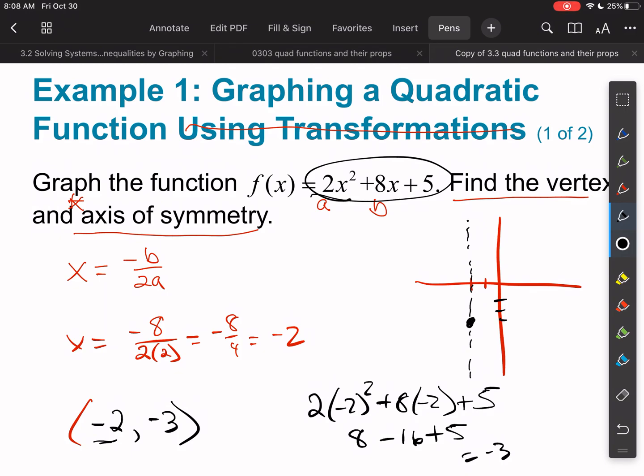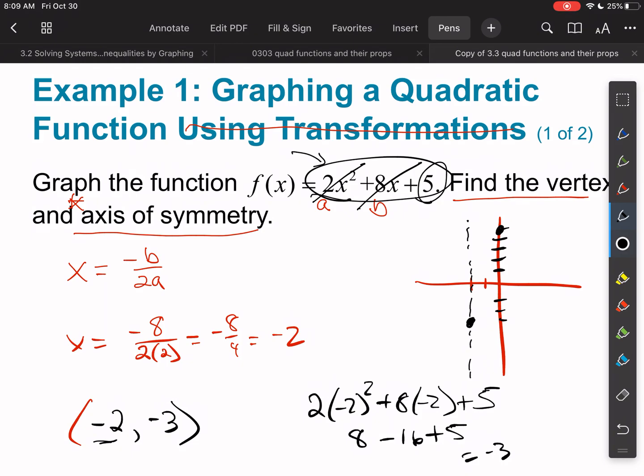There's my vertex. Now, something that we haven't talked about yet, but something that should intuitively make sense to you, is that if the lead term is positive, we know that this thing's going to open up. The other thing that we haven't talked about is where the y-intercept would be. Well, remember, you guys, that the y-intercept always happens when x is equal to 0. So if we plug a 0 in there, this would go away, and we'd be left with 5. So at 0, 5, we have the y-intercept.